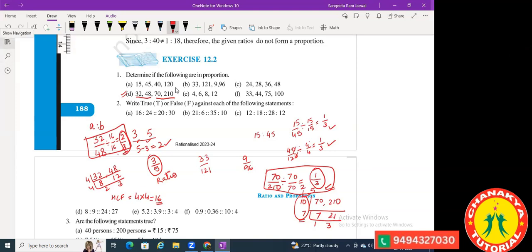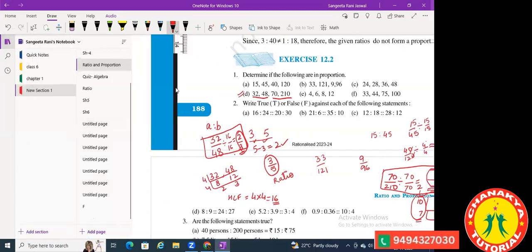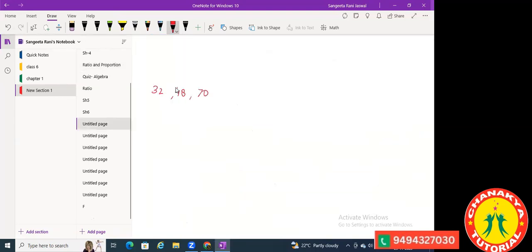Okay, let's move on to another page. Wait a second. Now see here. Suppose I have these numbers, 32, 48, 70, 210. I have these four numbers. I'll take only two numbers. I'll show you the ratio first. Now I have to find the ratio of these numbers. This number is A, this is B, this is C, this is D.